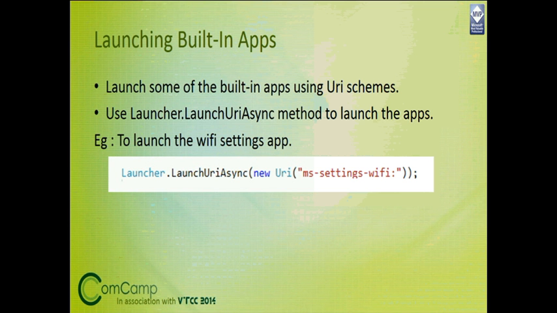Now with Windows Phone 8, we have the mechanism where we can use URI schemes to launch applications, or the built-in applications here. So we use the launcher.launch URI async, like the way we saw in the previous demo of the protocol association, to launch a protocol.